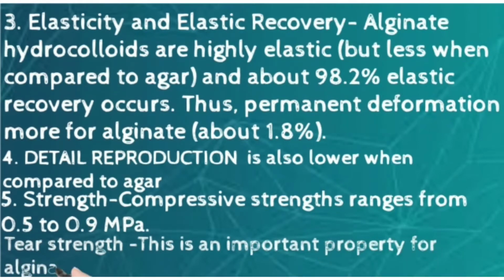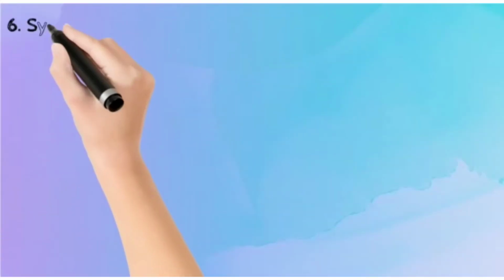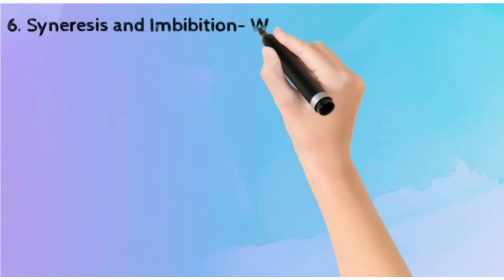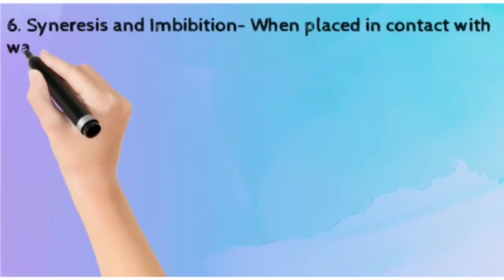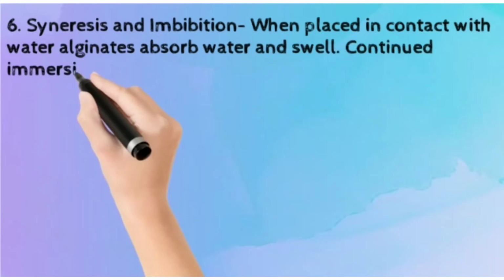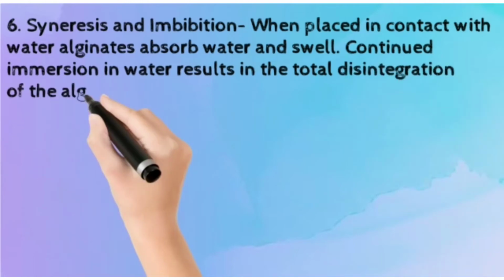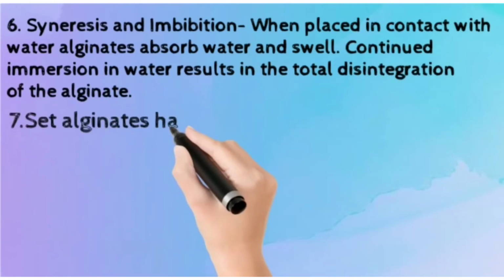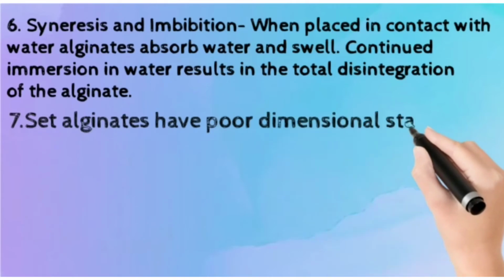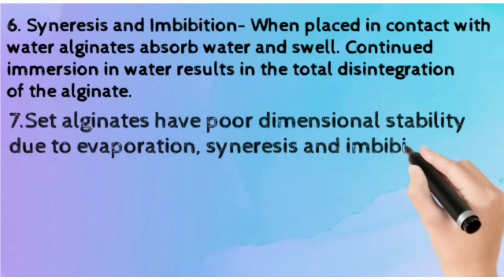Then I talk about syneresis and imbibition. When alginate is placed in contact with water, it will absorb the water and swell. Continued immersion in water results in total disintegration of the alginate, so it cannot be immersed in water for a very long time. Set alginates have very poor dimensional stability due to evaporation, syneresis and imbibition. So the cast should be poured immediately.